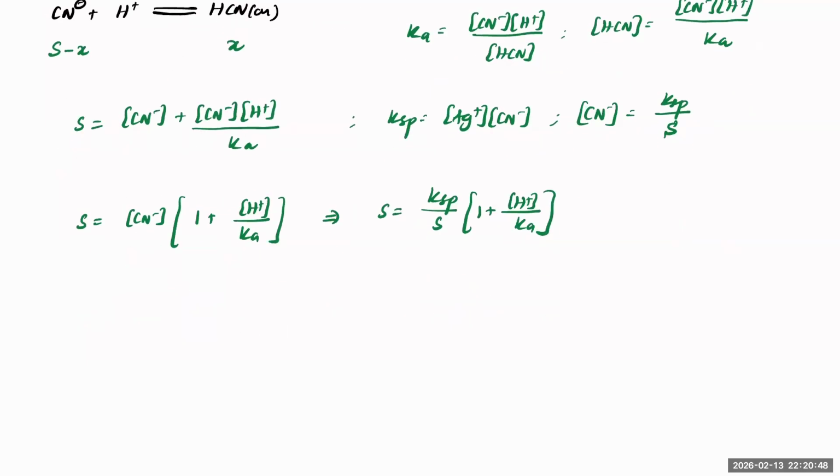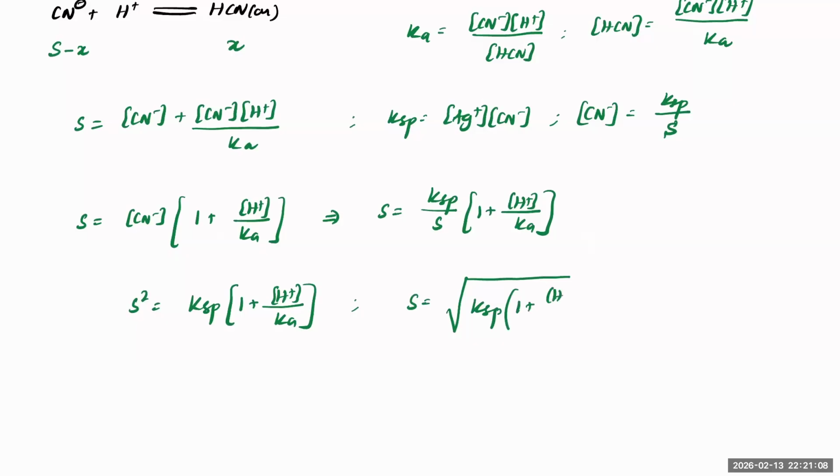So if I take that S to the other side, I'll get S square is equal to Ksp into 1 plus H plus ion concentration upon Ka value. So therefore, for solubility in a buffer solution, you can directly use it like a formula. This is already derived in NCERT also. So I would suggest you directly use this formula in case it is coming in the exam. Got it?